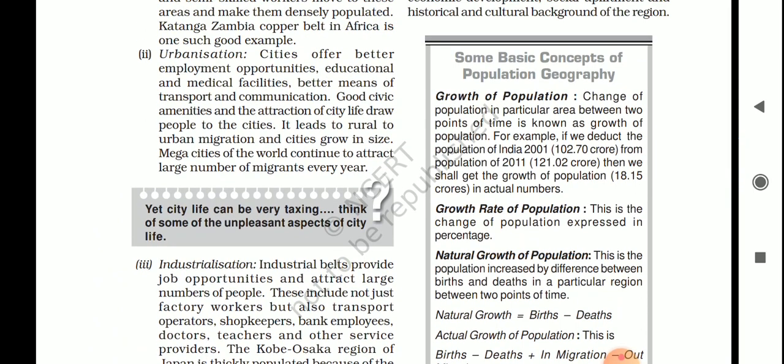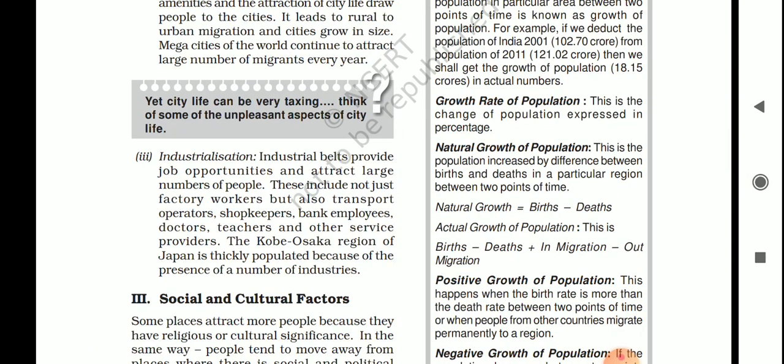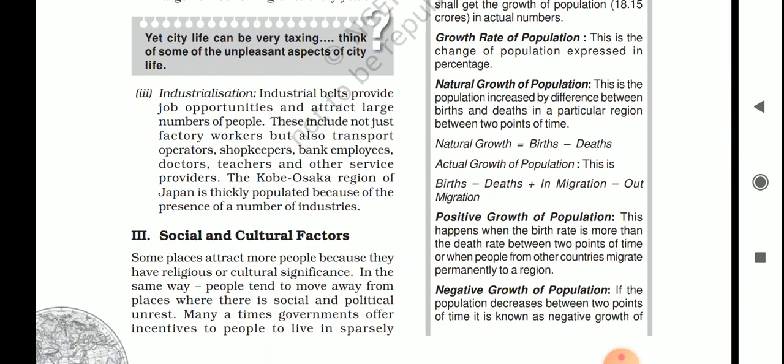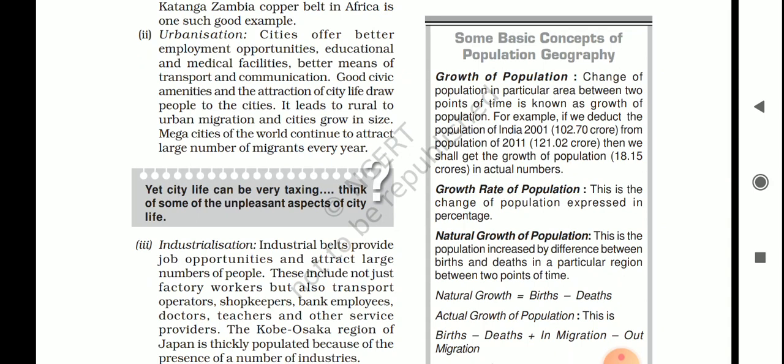Now next are some basic concepts of population geography. Here students, we will talk about growth of population, growth rate of population, and natural growth of population. In natural growth we have natural growth, actual growth of population, positive growth of population, and the last one, negative growth of population. I'll explain this. First is growth of population: change of population in a particular area, which I already said we can see in a positive or negative way, right? The second is growth rate of population: the change of population expressed in percentage. When we see the population in percentage, this is called growth rate.